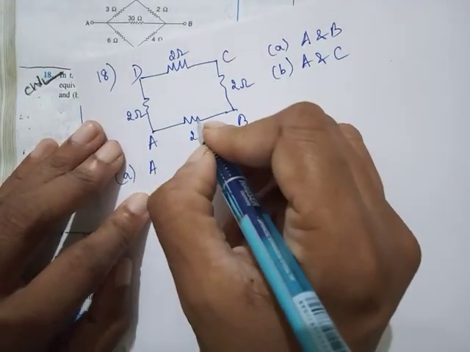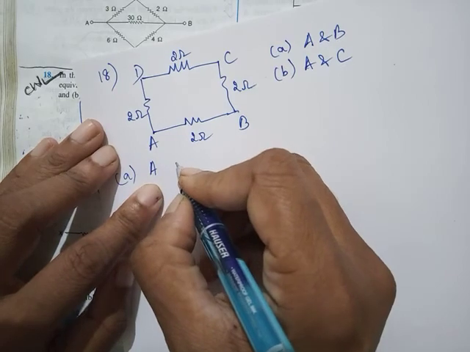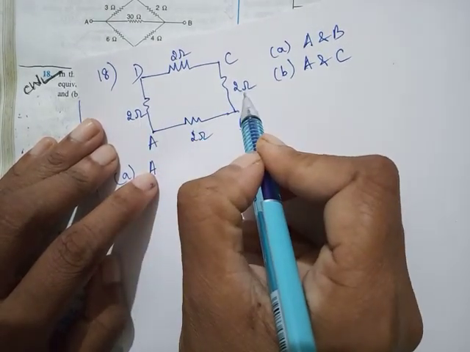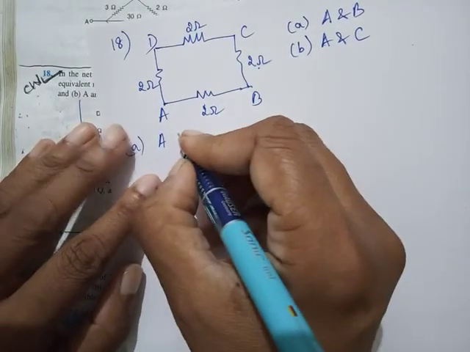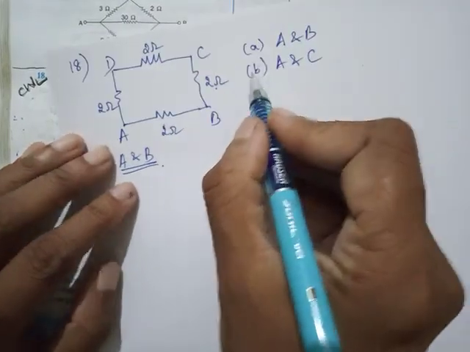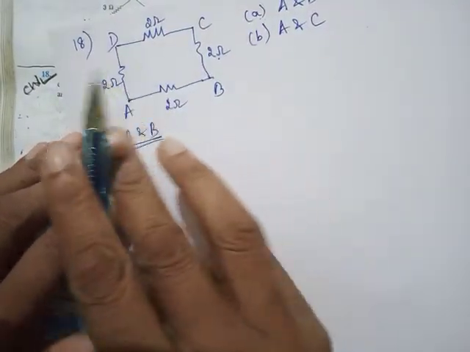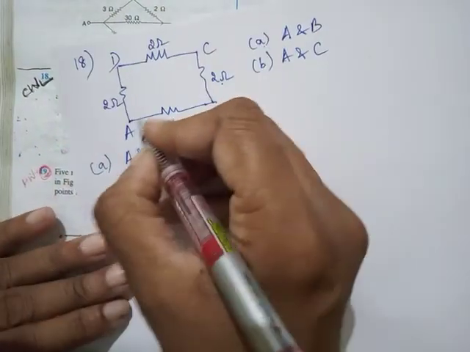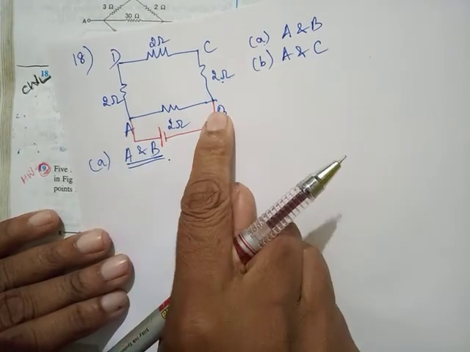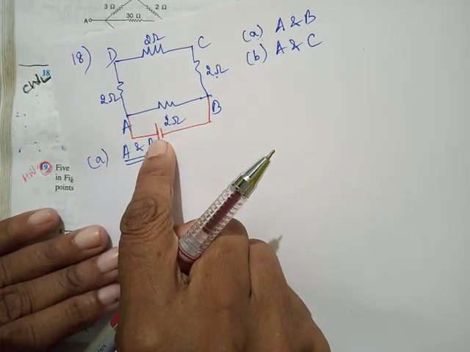Now this kind of circuits, it's very difficult to decide which is series and which is parallel. Yeah, it looks as if these two are parallel and these two are parallel. No, it's not like that. You can't just decide by looking at it. So what we have to do is, if they are asking you to find across A and B, you have to assume that there is a battery here.